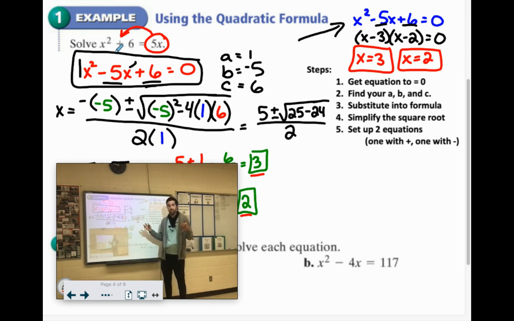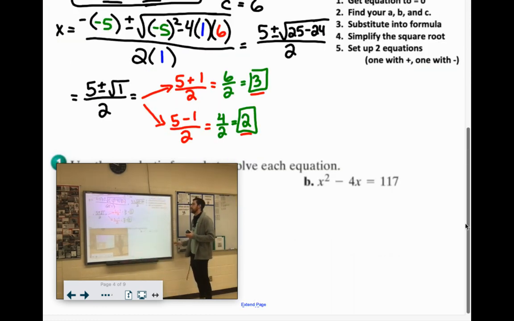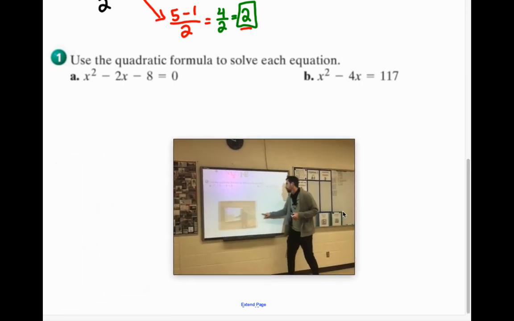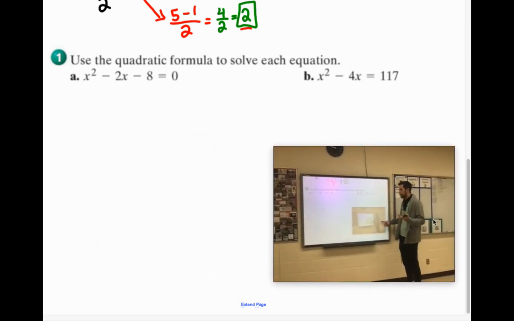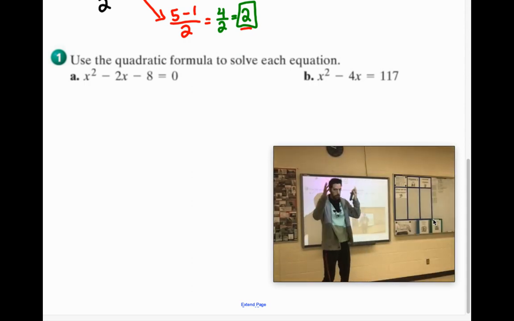But not everything is easily factorable, or factorable at all. So it is good to have the quadratic formula in your back pocket. So we're going to do the quadratic formula here. Now this is something that can be factored. Factors of 8 that are 2 apart would be 4 and 2, so it's probably going to be similar to that.